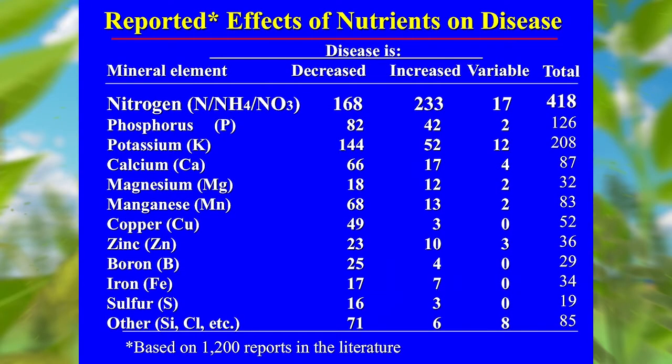So a lot of these where you see the variable up there is because in the literature they didn't identify which form of nitrogen they were using. The other thing in your soils, these tropical soils, it's only a matter of a few days or a week or so before ammonium is converted into nitrate nitrogen through the biological process of nitrification.